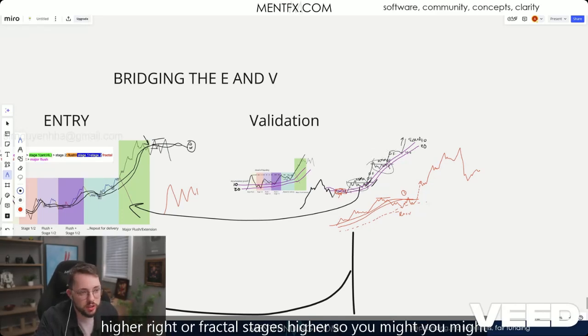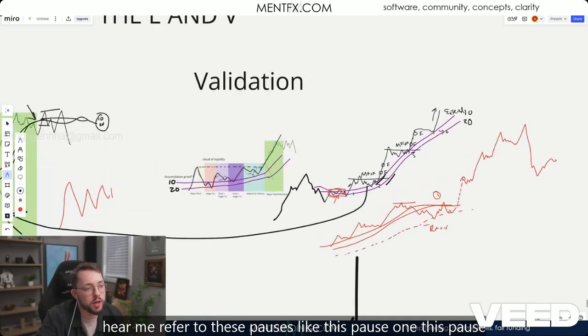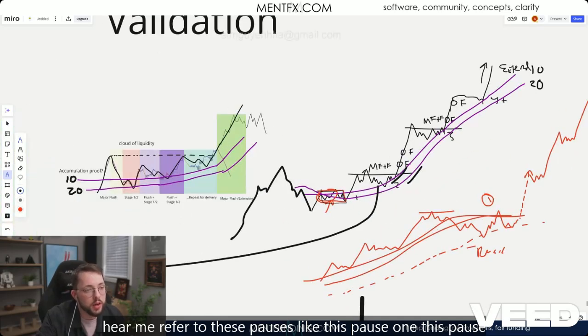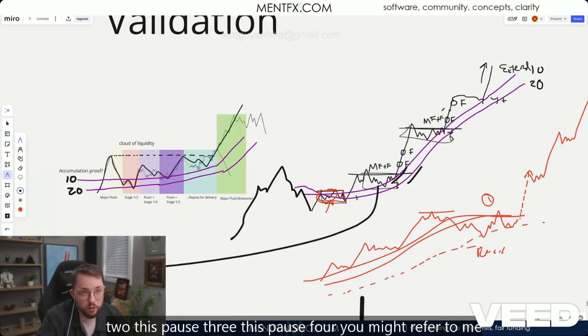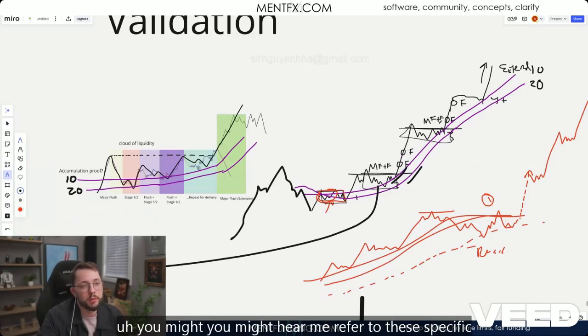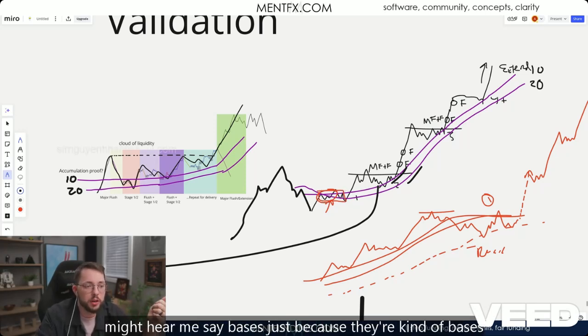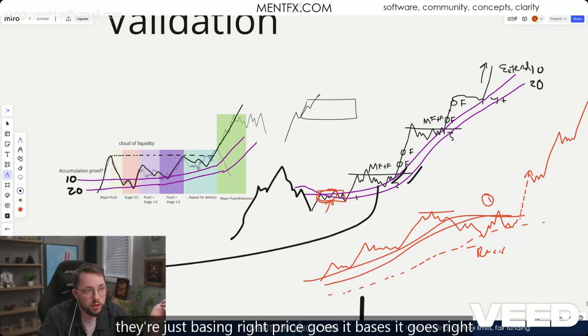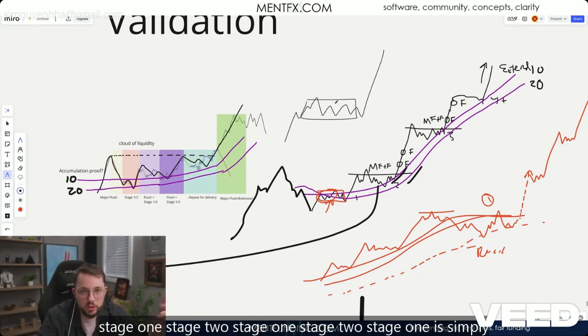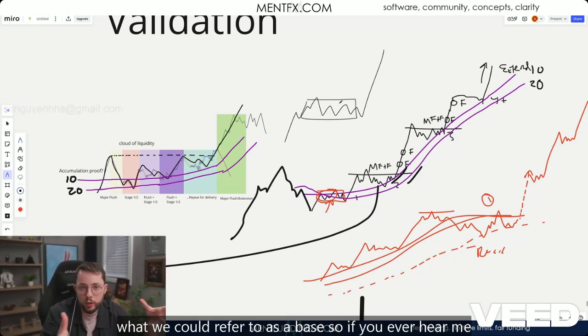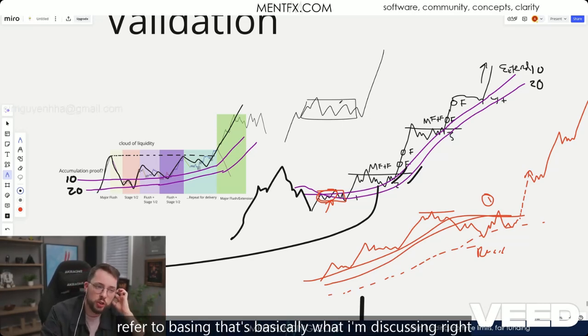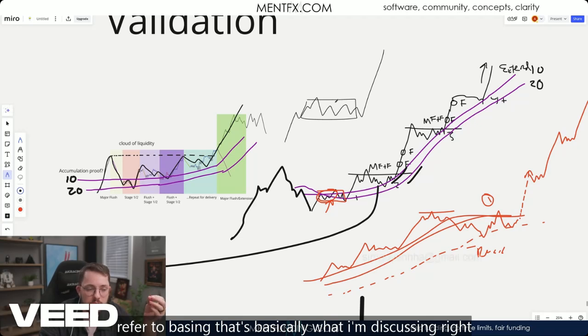Or fractal stages higher. So you might hear me refer to these pauses like this pause 1, this pause 2, this pause 3, this pause 4. You might hear me refer to these specific pauses as stages because that's what they are. They're fractal stages. You might hear me say bases just because they're kind of bases. They're just basing, right? Price goes, it bases, it goes, right? Stage 1, stage 2, stage 1, stage 2. Stage 1 is simply what we could refer to as a base. So if you ever hear me refer to basing, that's basically what I'm discussing, right?